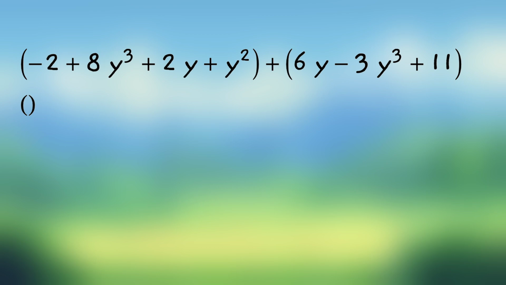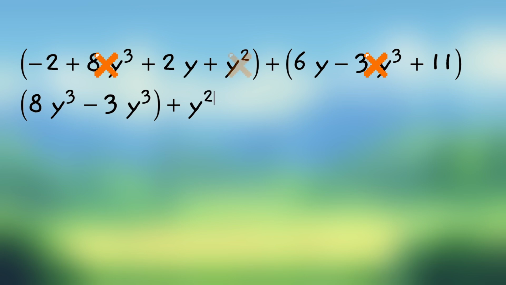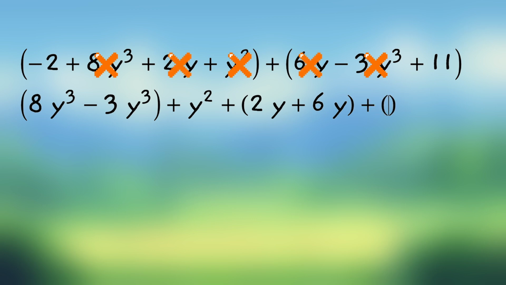8y cubed and -3y cubed are like terms, so let's group them and cross them out. Y squared doesn't have a like term in the second polynomial, so we just write it down on its own and cross it out. 2y and 6y are like terms, so we group those and cross them out. And finally, we group the numbers -2 and 11 and cross them out. There are no terms left over, so all that remains is to combine the like terms.